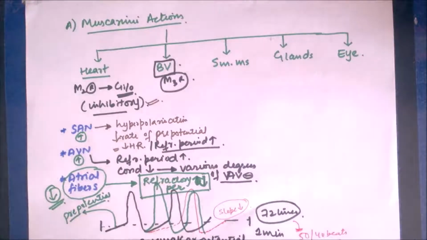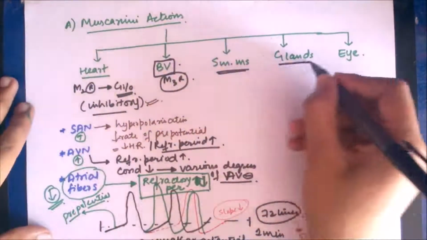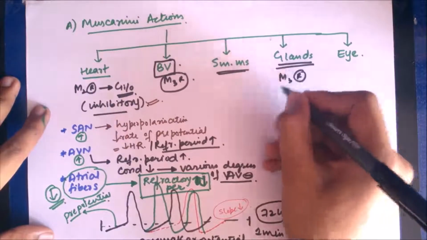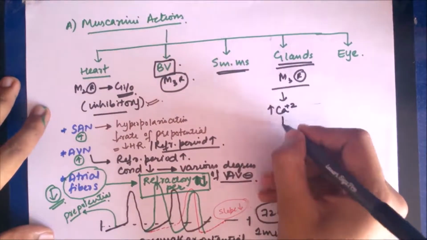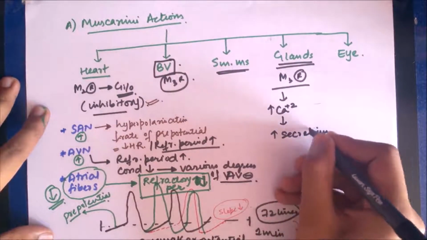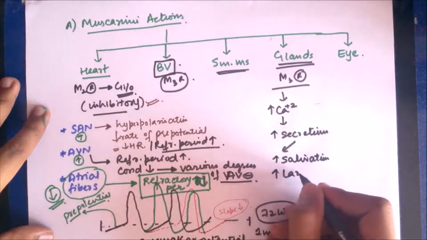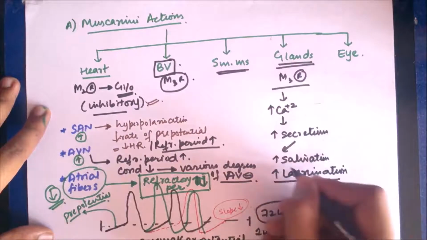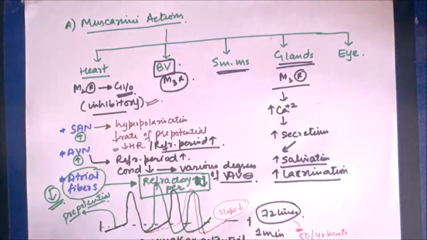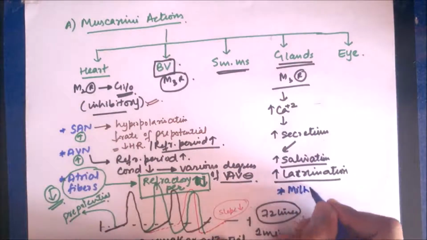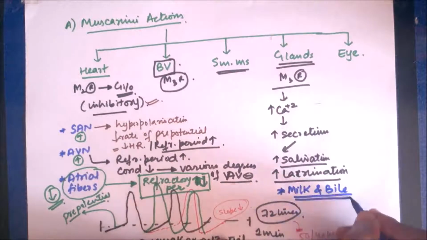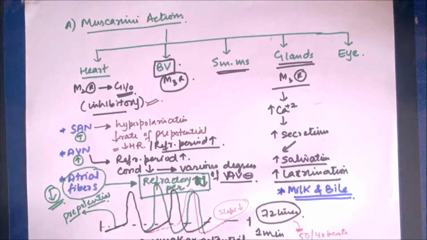Now, the effect on smooth muscles will be discussed in a few moments. So before that, we'll go through the effect on glands. Predominant receptors on glands are M3 receptors, the stimulation of which causes increase in calcium, which causes increase in secretions. That's increase in salivation and increase in lacrimation. So it causes increase in almost all the secretions. However, it is quite noteworthy that milk and bile are not affected by acetylcholine or parasympathetic innervation.